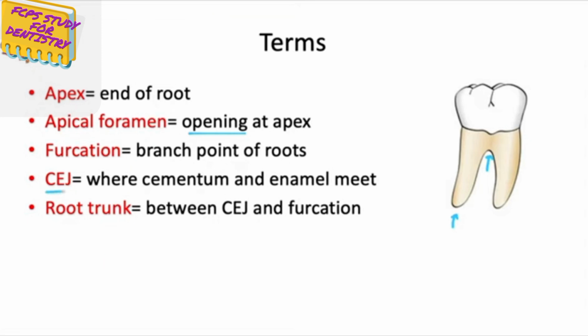The cemento-enamel junction, or CEJ for short, is where the cementum and enamel layers meet on a tooth's surface. It's also called the cervical line, since it forms a line on the neck of the tooth, the part of the tooth right by the gums. And lastly, we have the root trunk. That's the area of a root between the CEJ and the furcation.